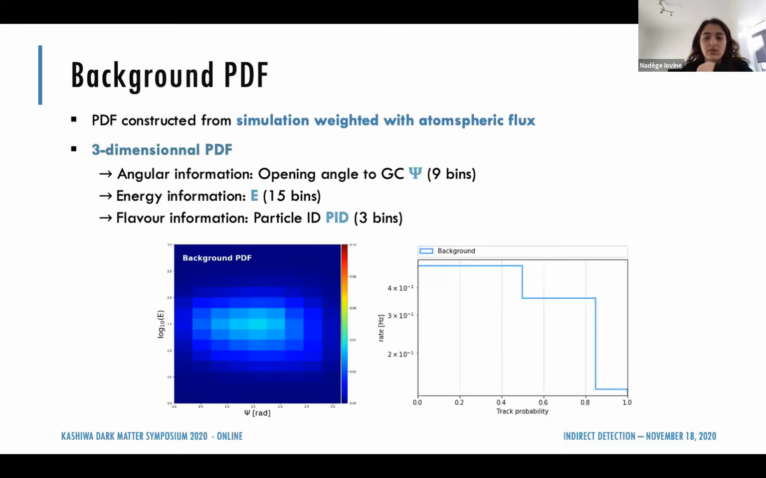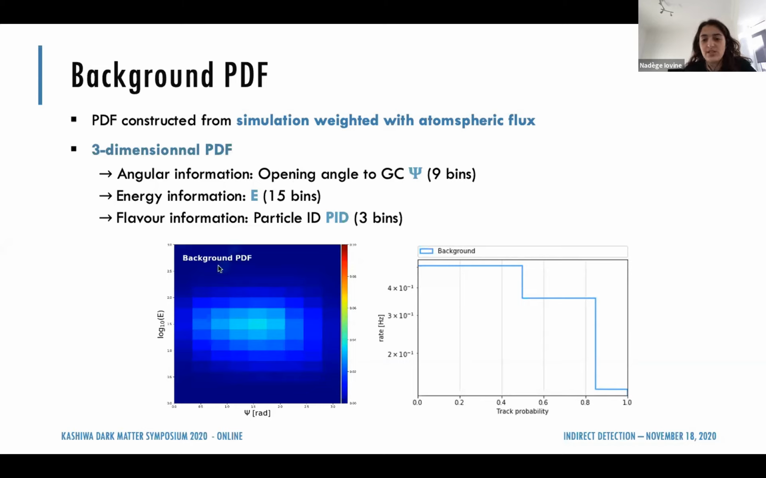So for the background, the PDFs are computed from simulation. This simulation is weighted with an atmospheric flux. And for our analysis, we consider three-dimensional PDFs, which contain the angular information in the form of the opening angle to the galactic center, and the energy information and the flavor information.